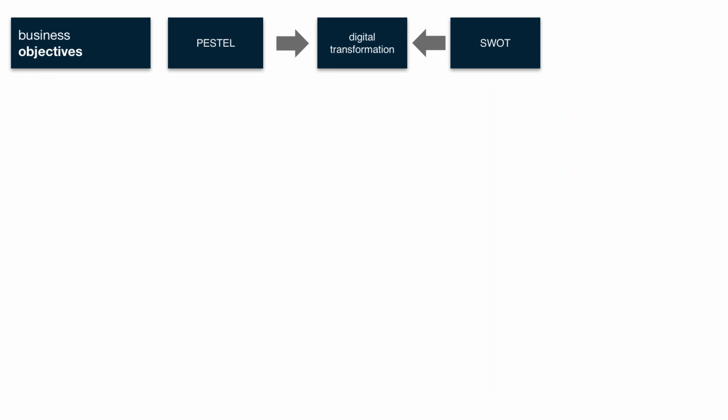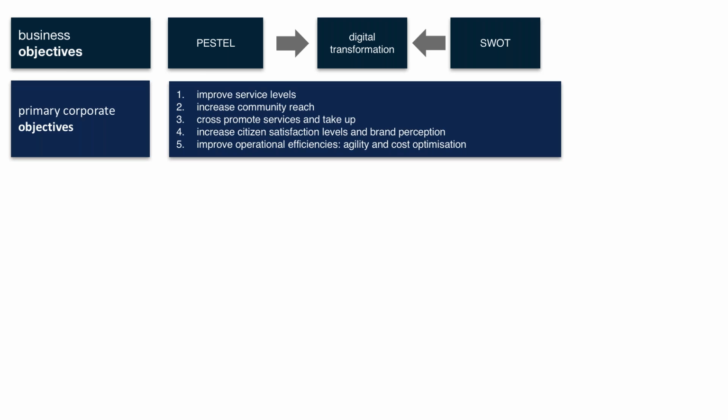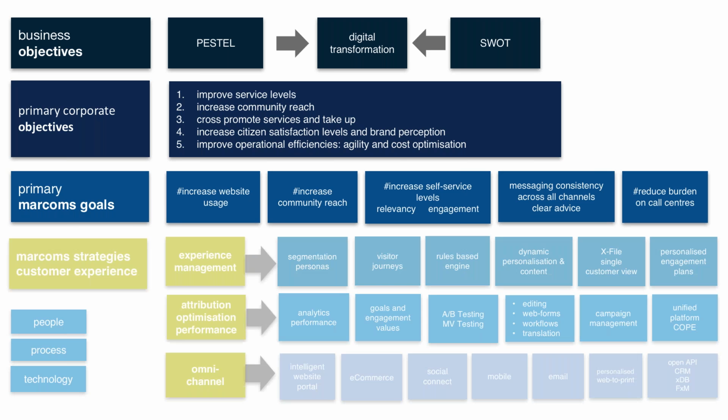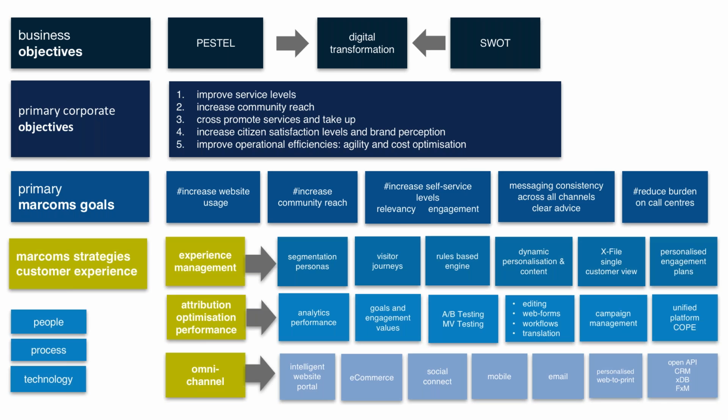Now, your digital goals are always established from your business objectives. So firstly, we'll look at the overall business objectives. Then we'll map this into the primary corporate objectives which feed your marketing goals. For example, a business objective might be digital transformation. That might feed your increase in community reach, where your marcoms goals will be increased self-service. We will then look at these and see how we can implement strategies to deliver on these goals through digital methods. So this is ultimately our baseline and what you need to establish before you even start looking at the data.